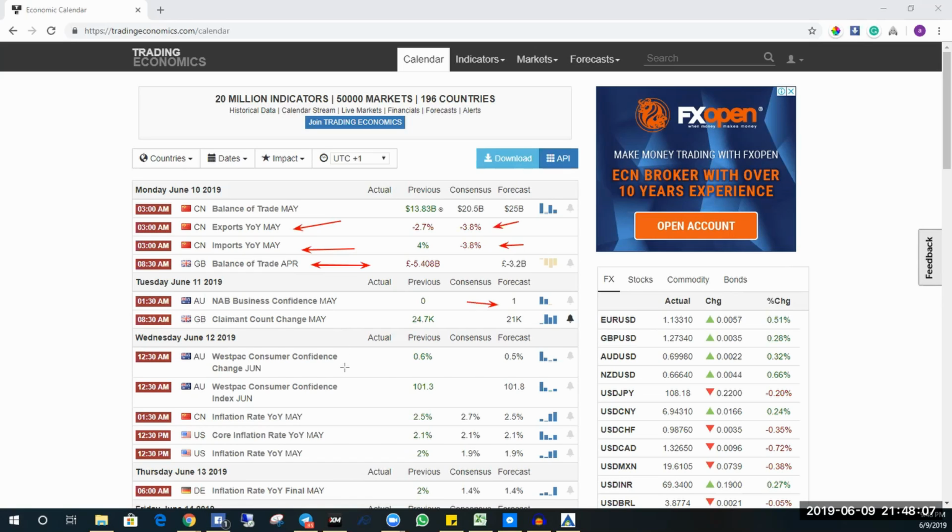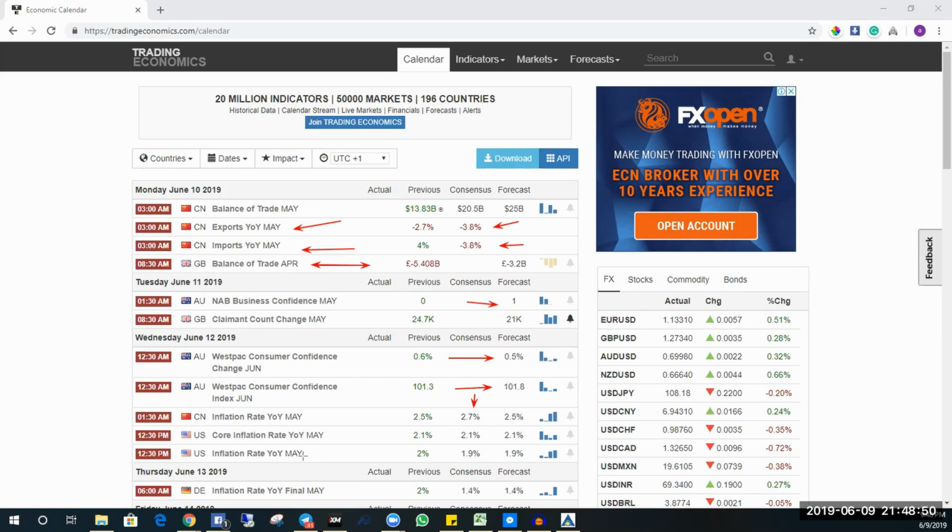For Wednesday, we have Westpac consumer confidence change for Australia. It's also expected to decline marginally. Westpac confidence index also for June expected to increase a little. Inflation year on year for China, the general consensus is expected to increase to about 2.7%, but the forecast is not expected to change. Still remain flat on 2.5%.